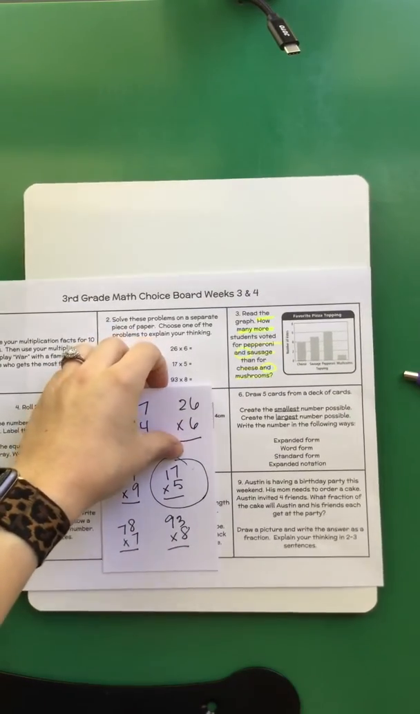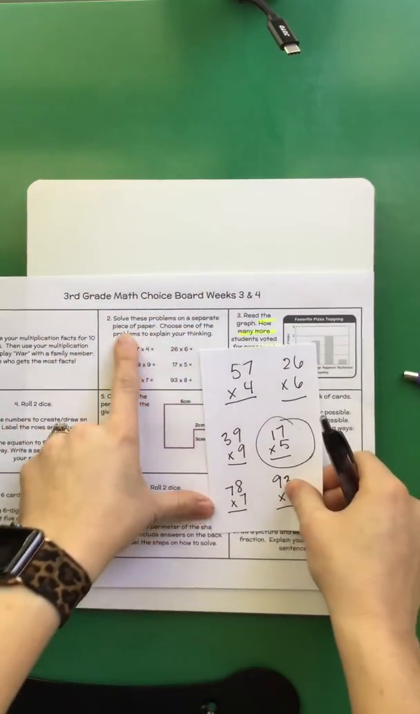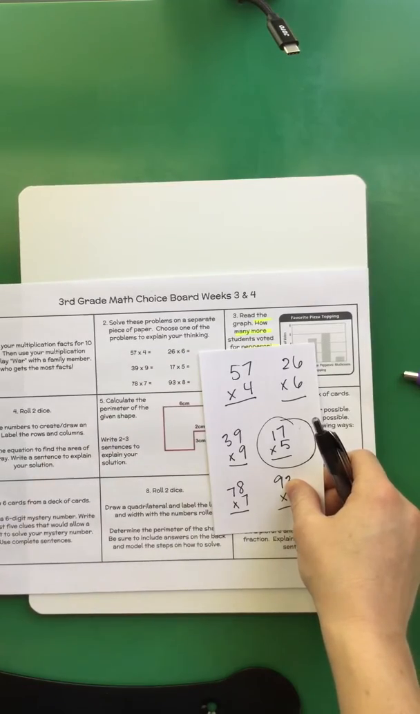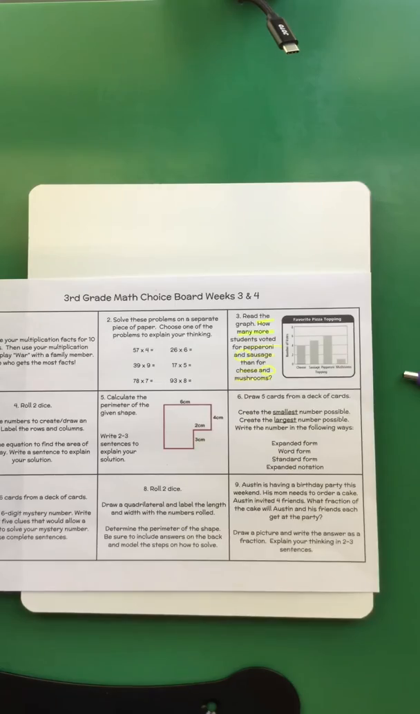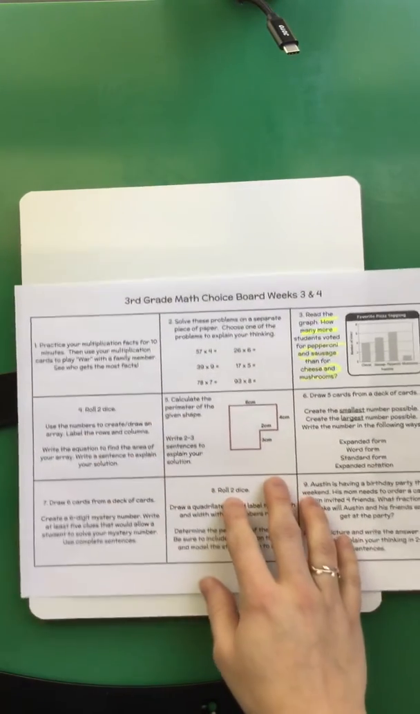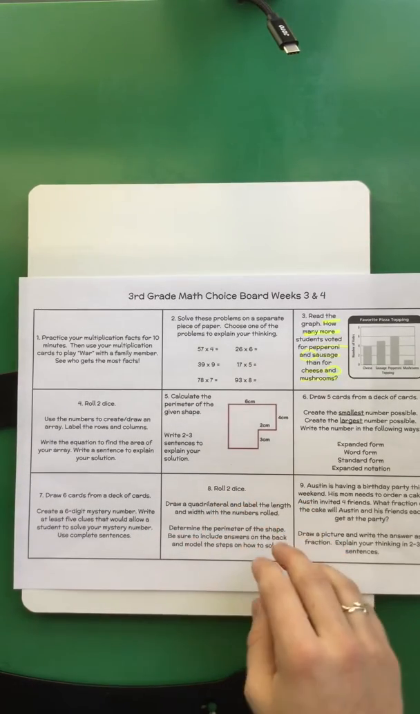I just need you to send me a picture of this once you're done, and make sure you tell me that it's number 2 on your paper, and then just an explanation of your thinking, whether it's a video or a sentence that you've written out, or a few sentences. Number 1, if you want to show me that you've done that one, you can just take a picture of the winner of your war game, or a picture of you guys playing the war game, and you can just send that to me.